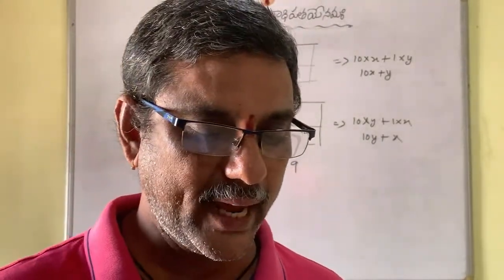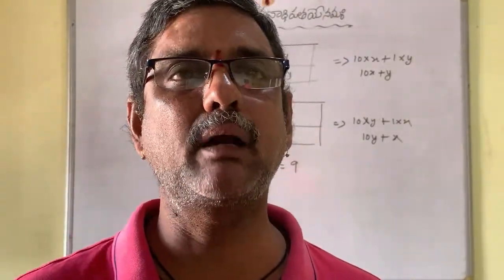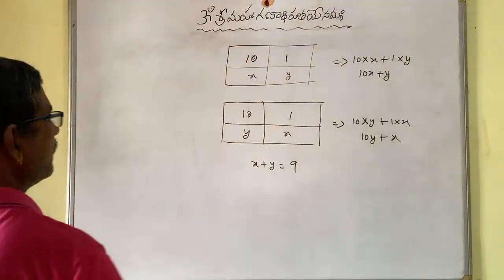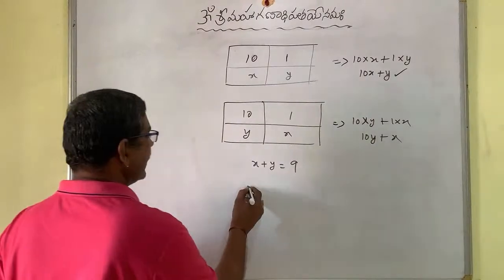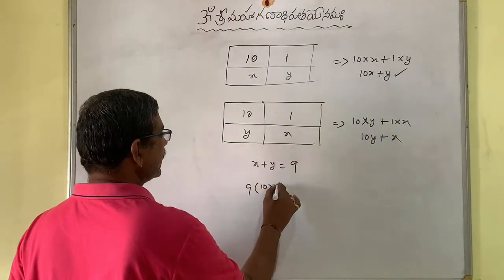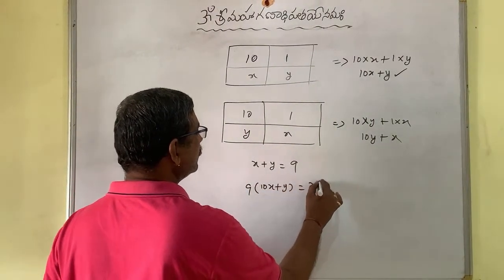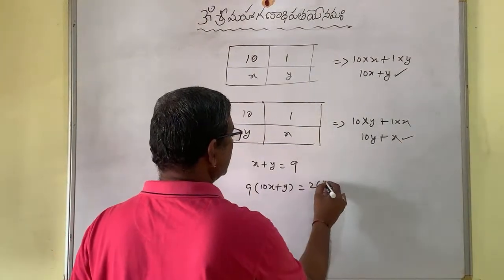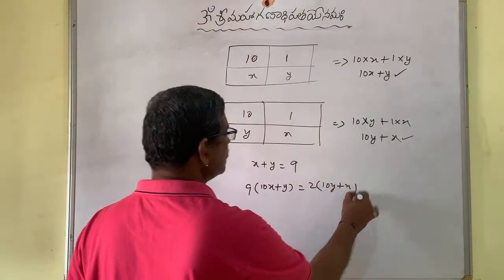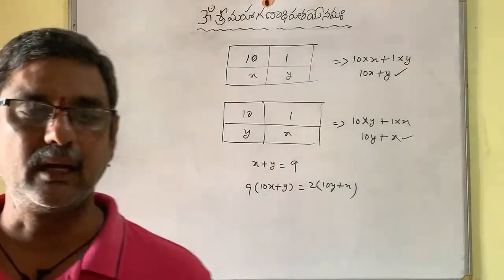Also 9 times this number. This number means the 2-digit number. 9 times the 2-digit number. That means 9 times the 2-digit number is equal to twice the reversed number. Twice the reversed number.